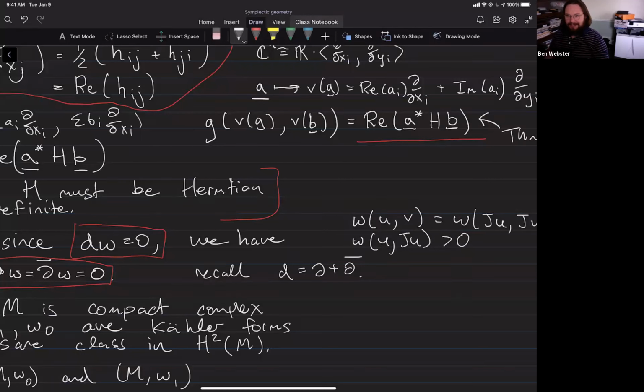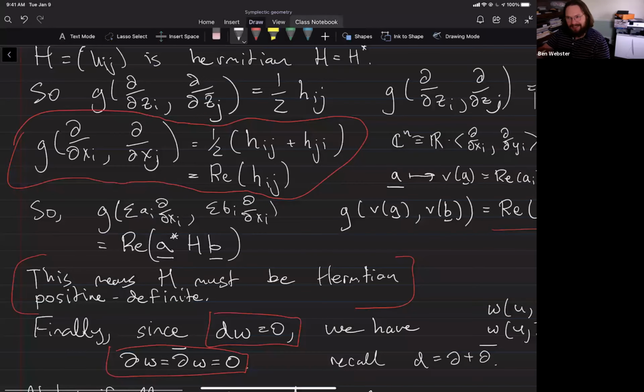And unfortunately, Cannas da Silva skips this part. She just says, oh yeah, you have this tameness condition, and if you go through the algebra, that implies H is positive definite Hermitian. And what she means by going through the details is writing out, for example, this inner product.